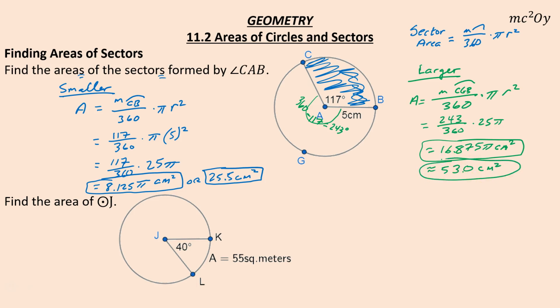Now the other way you could have done it is, after you found the area of the smaller, you could have found the area of the bigger, the whole circle, and subtracted it. And that would have given you the area of the remaining. Okay?